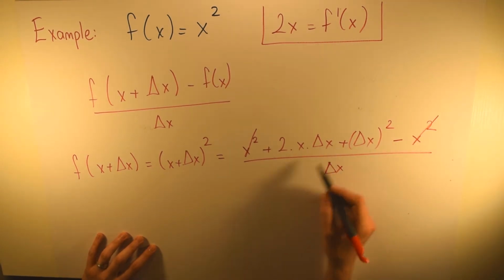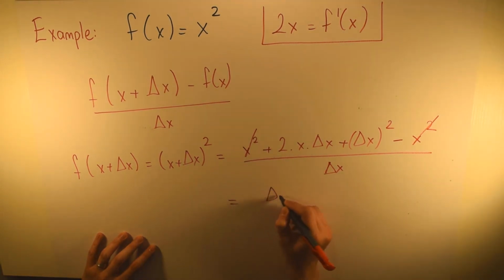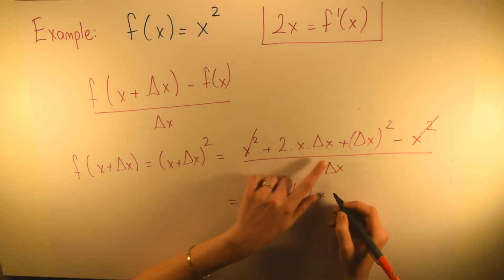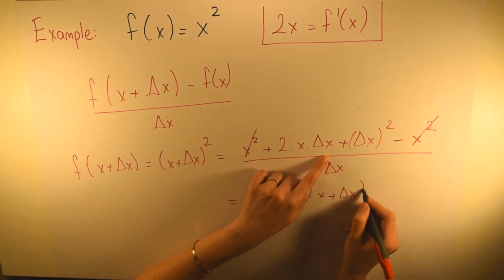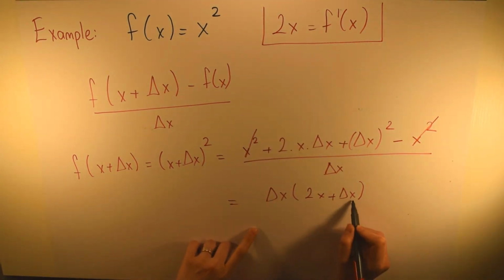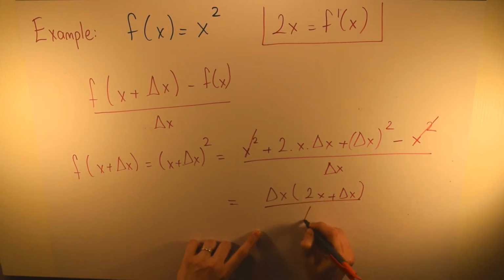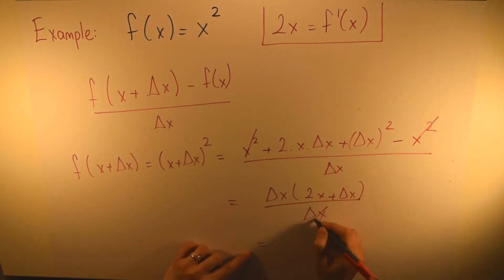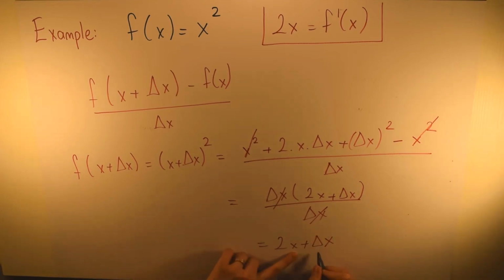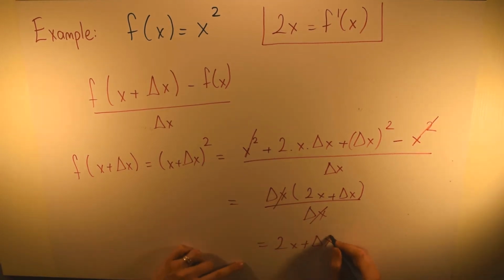If I factor out delta x here, I will get delta x times the parentheses of 2x plus delta x, right? Because here we have delta x squared, so 1 is here, so it will be delta x times (2x plus delta x) over delta x. So these delta x cancel out each other, and here we have 2x plus delta x. Then as delta x heads toward 0, we will get 2x as our answer.